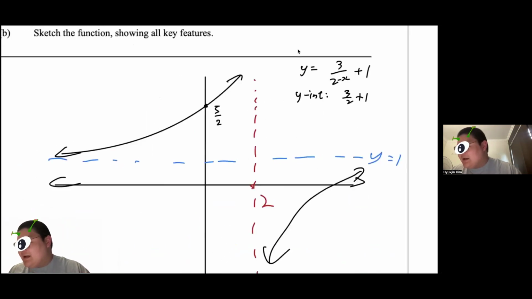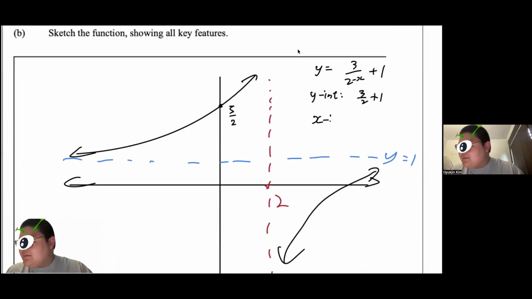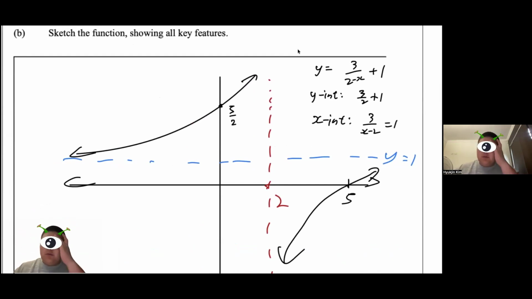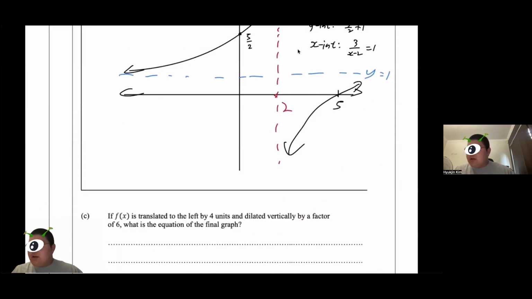I'm really exhausted. The x-intercept is when y equals 0. So you have 3 on x minus 2 equals 1. X equals 5. I'm skipping a little bit of steps here, assuming you can do the algebra.